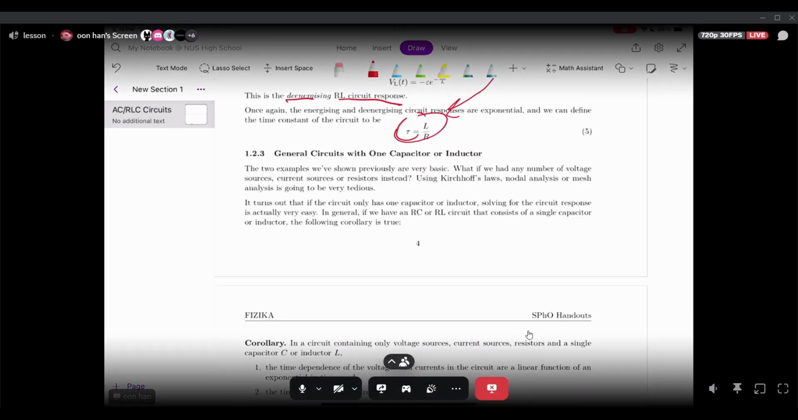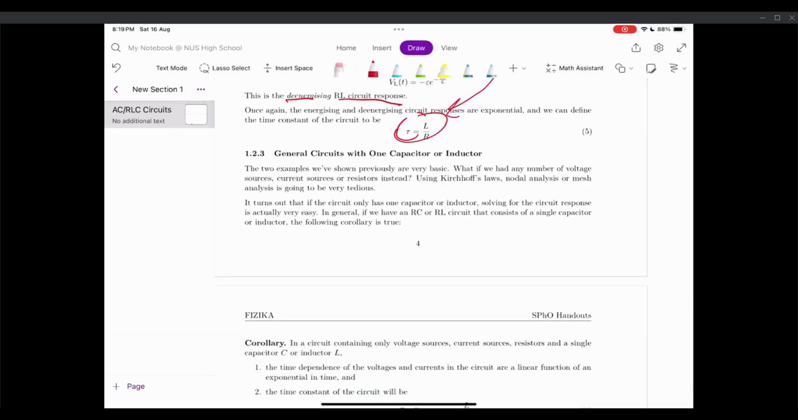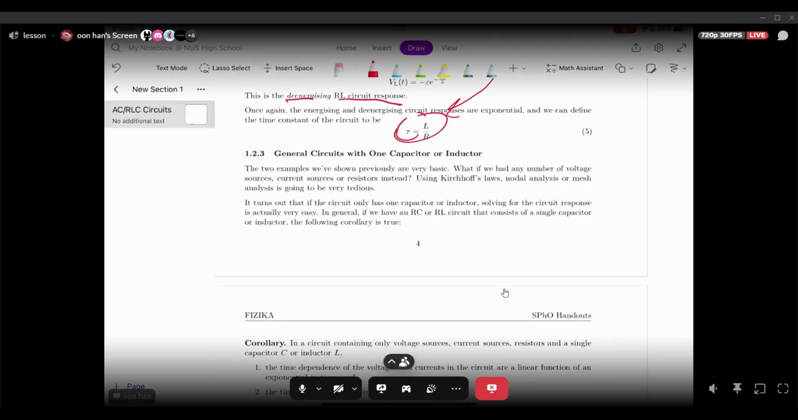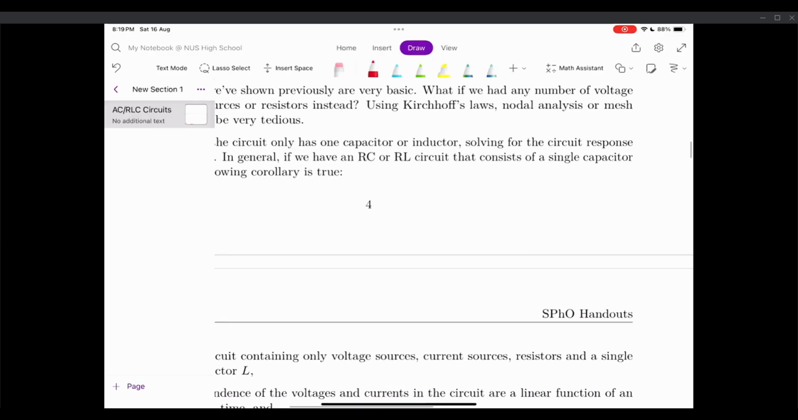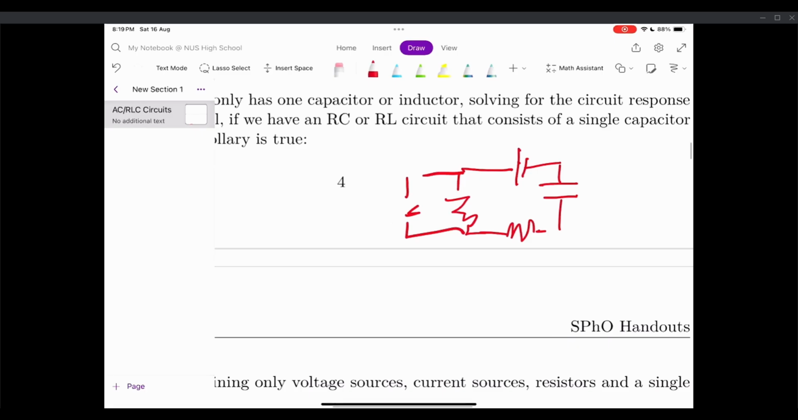Now you've gone through that. Now I'll go through some general circuits which only involve one capacitor or inductor. Let's say we had some really complicated circuit that looks something like this, with a resistor here, a resistor here, and a resistor here. It looks really complicated.